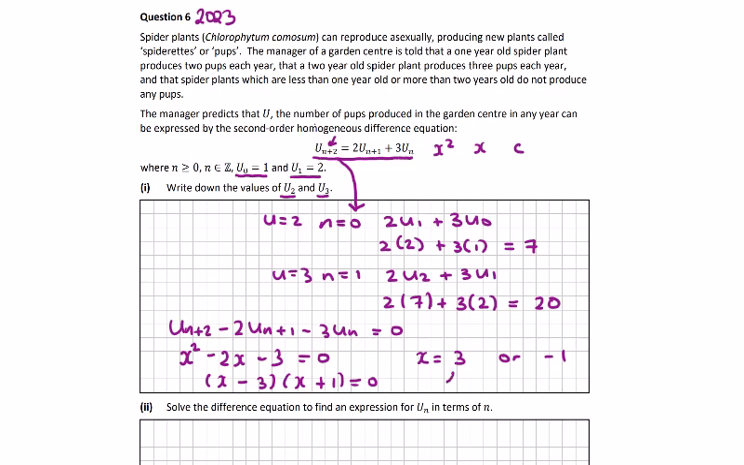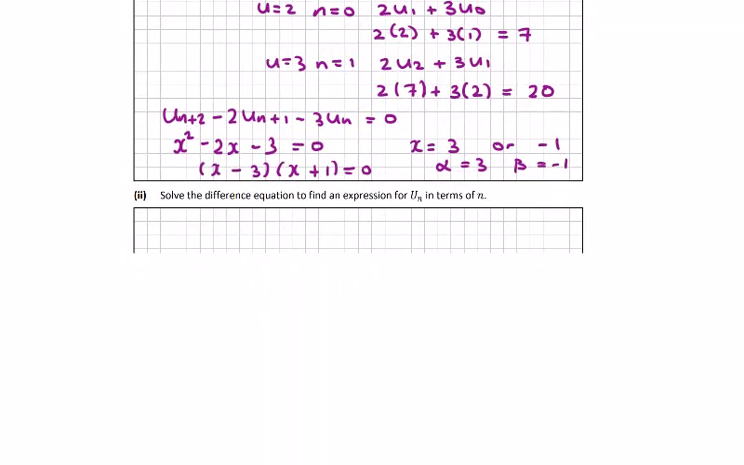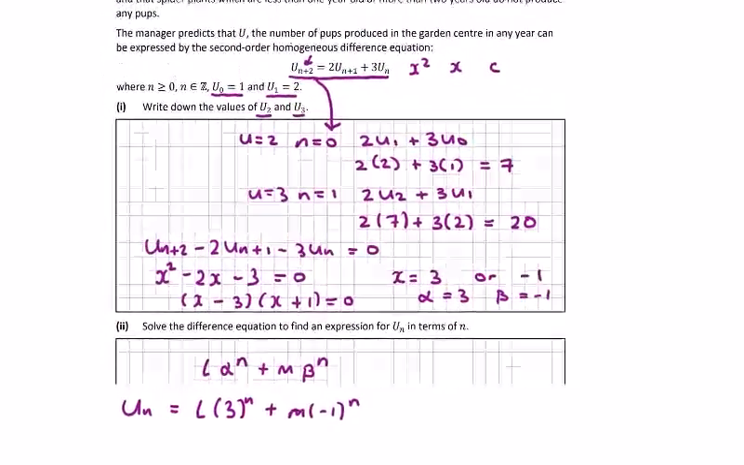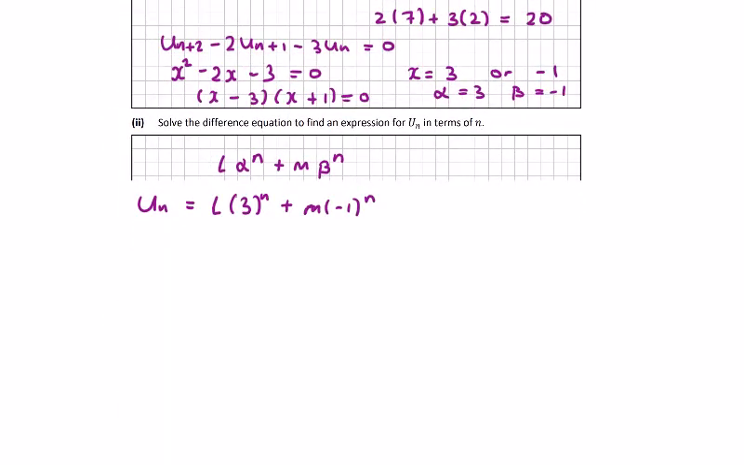So my roots, alpha equals 3, beta equals minus 1. And my solution is written in the form L times alpha to the power of n plus m times beta to the power of n. So here we get L times 3 to the power of n plus m times minus 1 to the power of n, un. And we're told that to get L and m, u0 is 1 and u1 is 2.